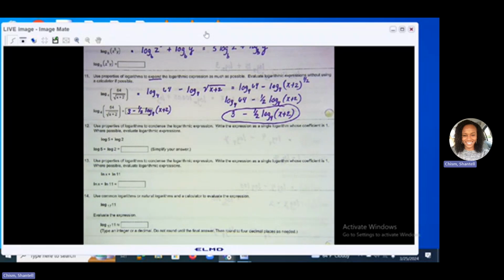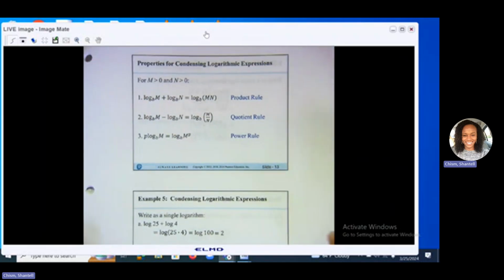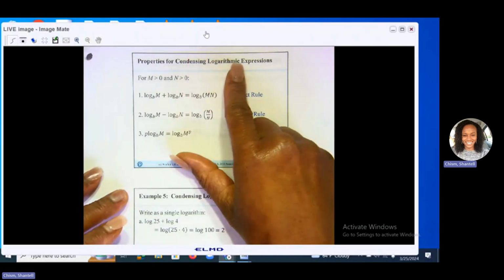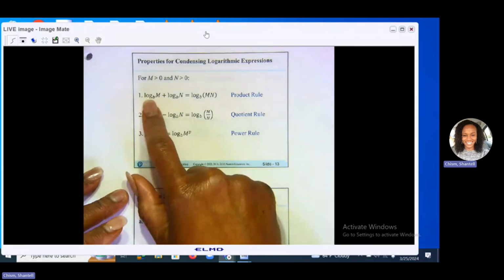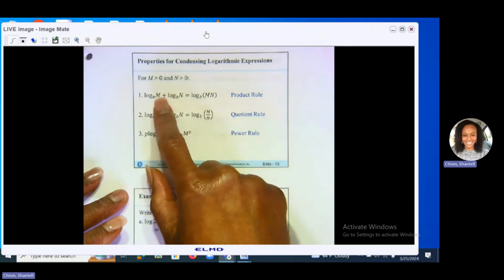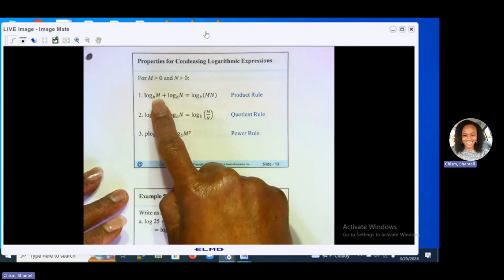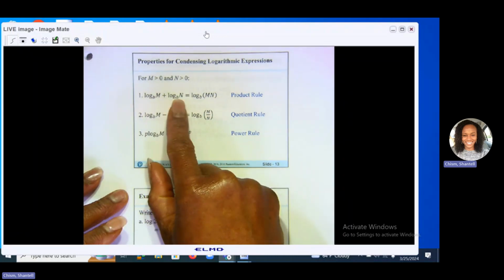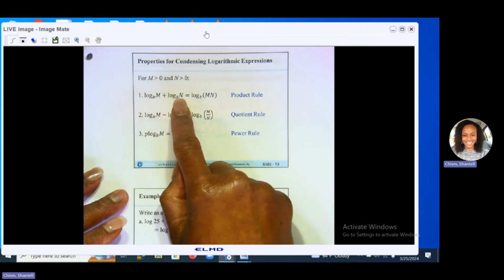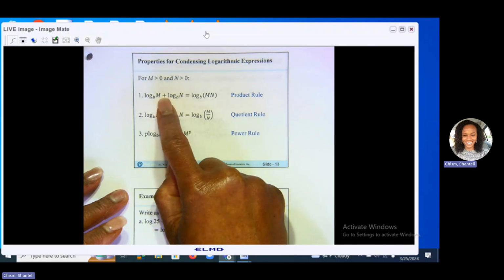So let me pull up the notes and see what I have. So take a look here. Notice it says properties for condensing. They're the exact same properties, okay? It's just instead of working from a product and going to a sum, you're going from a sum to a product. So you'll notice that the two expressions will have to have the same base, and they'll be separated by a plus.